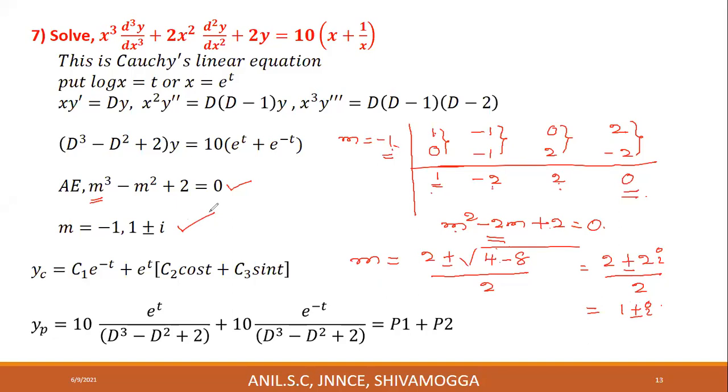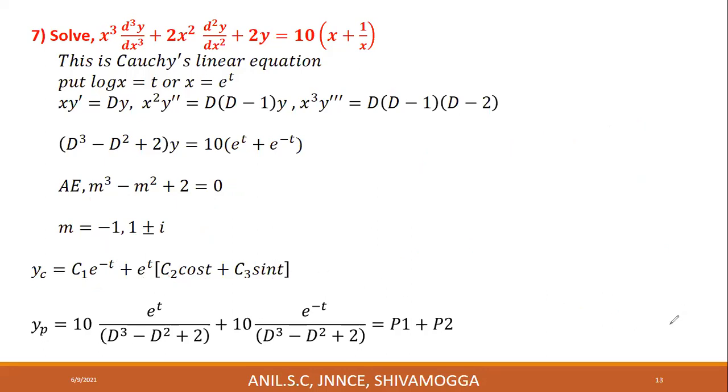Now write the complementary solution. First write corresponding to this m is equal to minus 1 root. It is real and non-repeated. Therefore, rule number 1 is applicable: C1 into e power minus t. Plus, these two are complex roots. Rule number 3: e power real part times t. Real part is 1, therefore 1 into t is t. C2 cos imaginary part, imaginary part is 1, 1 into t, t. C2 cos t plus C3 sin t.